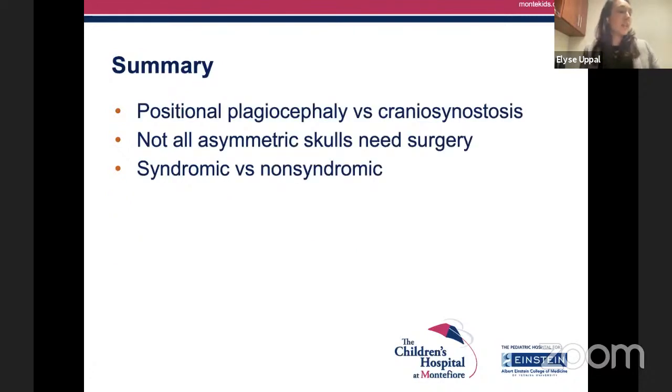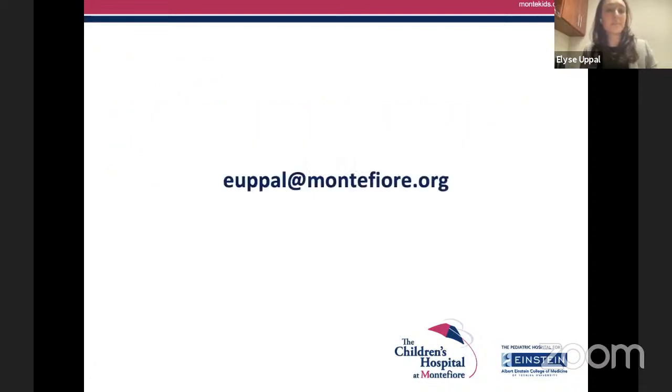So in summary, it is important to distinguish between positional plagiocephaly and actual craniosynostosis. Not all asymmetric skulls need surgery. I think that's the big takeaway here. For those that are positional, helmets are not always the answer. They require a huge commitment. And for those that have craniosynostosis, it's really important to differentiate syndromic versus non-syndromic and to emphasize to the families that these are two very different things.